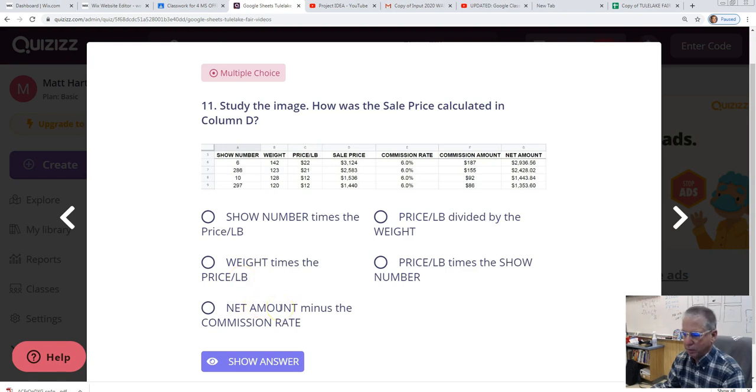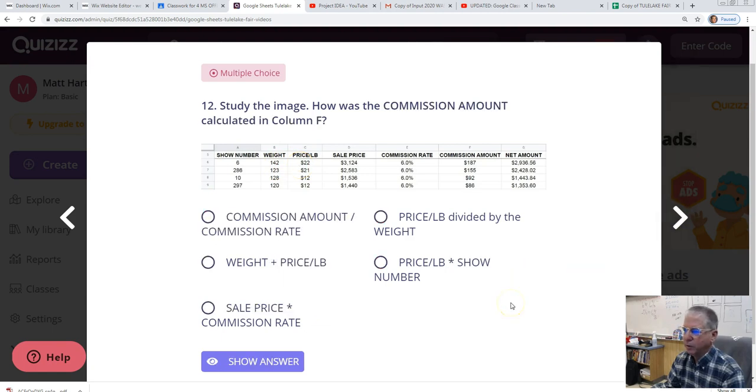Net amount, no. Subtraction, we know we need to multiply. Price per pound divided, no, we need to multiply. Price per pound times the show number. Clearly, show number is a label. We can't add, subtract, multiply, or divide labels. So the best answer is the weight times the price per pound. In this case, this 3,124 was calculated by 142 pounds times $22 per pound.